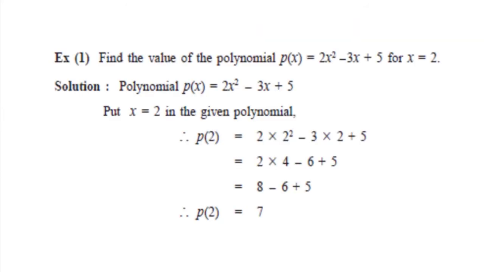Find the value of polynomial p(x) is equal to 2x square minus 3x plus 5 for x is equal to 2. Polynomial p(x) is equal to 2x square minus 3x plus 5 is given. Put x is equal to 2 in the given polynomial. Therefore, p(2) is equal to 2 into 2 square minus 3 into 2 plus 5. 2 square is 4, so 2 into 4 is 8, minus 6 plus 5. 8 minus 6 is 2, and 2 plus 5 is 7. Means the value of this polynomial for x is equal to 2 is 7.